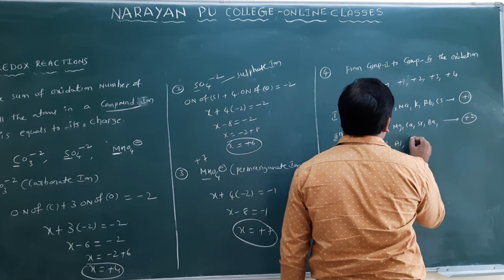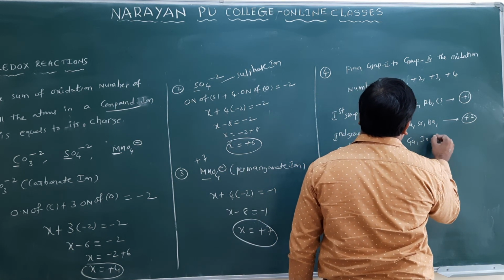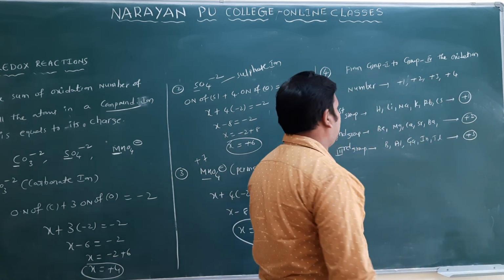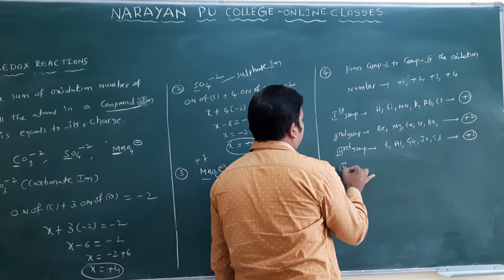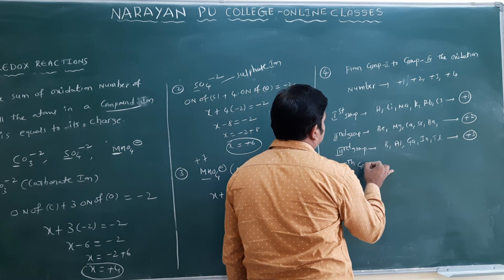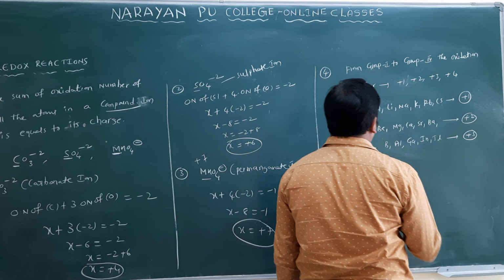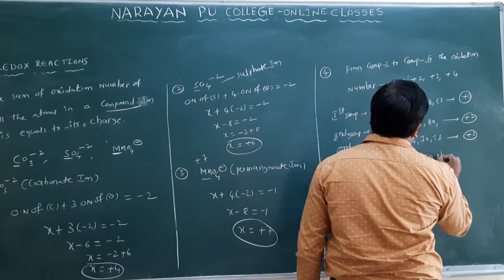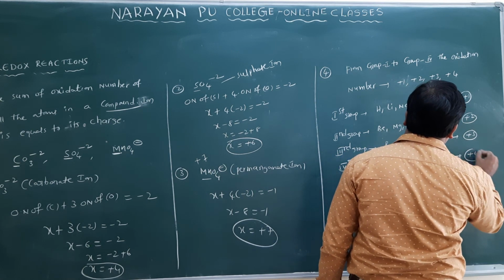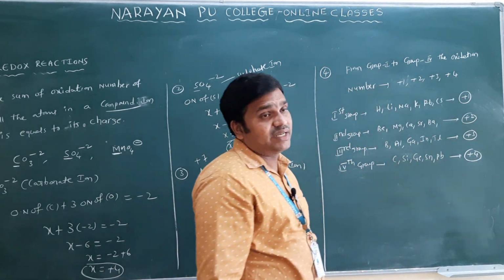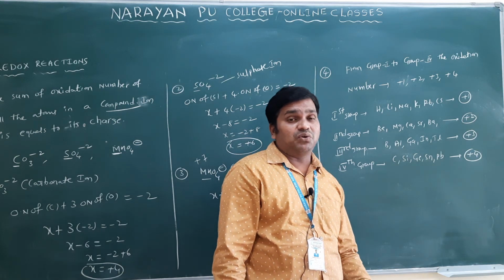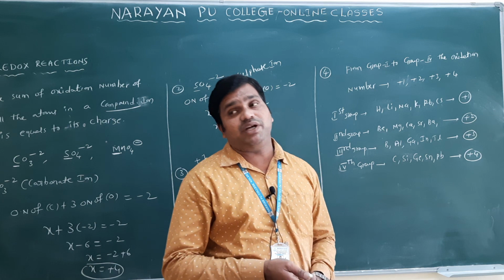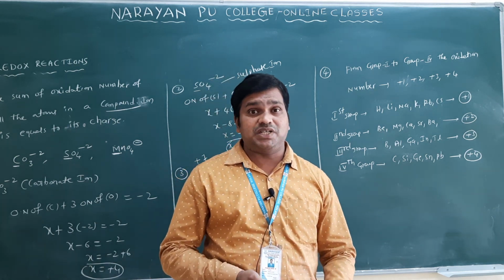Boron, aluminium, gallium, indium, thallium. These are the group 3 elements only. They will show normally a +3 oxidation state. If you come to the fourth group, what are the fourth group elements here? Carbon, silicon, germanium, tin and lead. If these group elements are there, what is the oxidation number? You can say +4 only. Simply, the group number is equal to the oxidation number, but the oxidation number with charges is required only. +1 or +2, +3, +4 like that only.